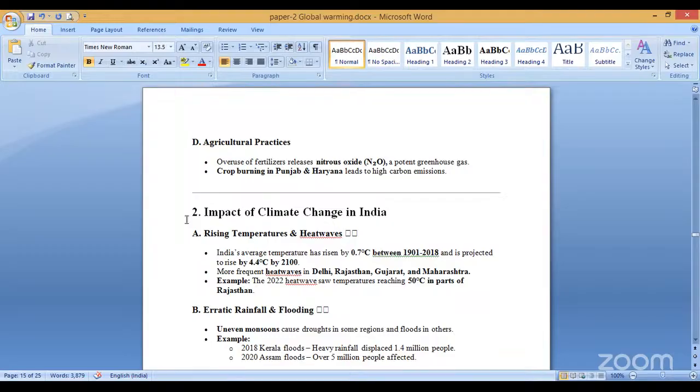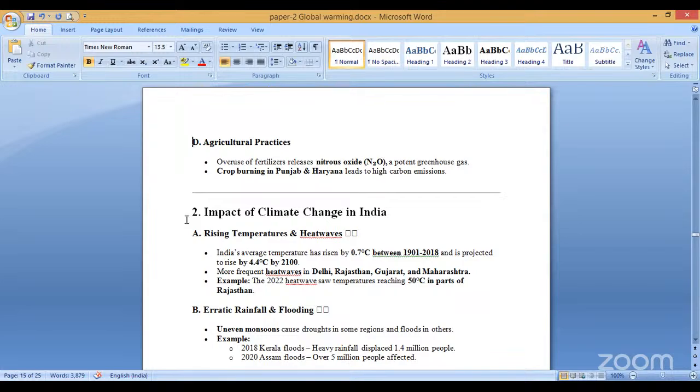Actually, we don't know what the season is. In the morning we feel very hot, and in the evening we feel very cold. These are new seasonal changes we are observing continuously in the present situation, due to global warming. Then back to the next one, impact of climate change in India: rising temperatures and heat waves. In India, the average temperature rose by 0.7 degrees between 1901 and 2018, and is projected to rise by 4.4 degrees centigrade by 2100.